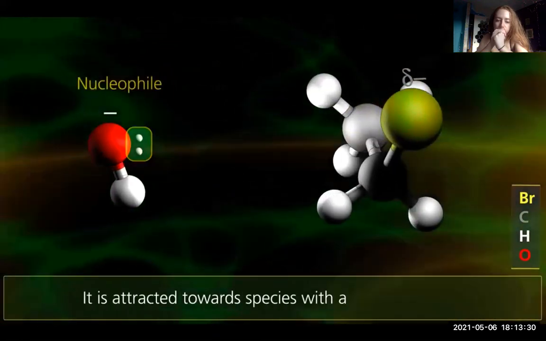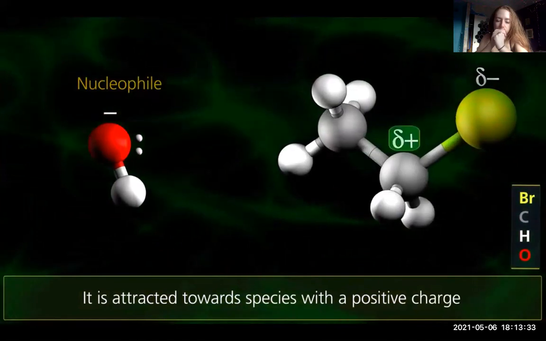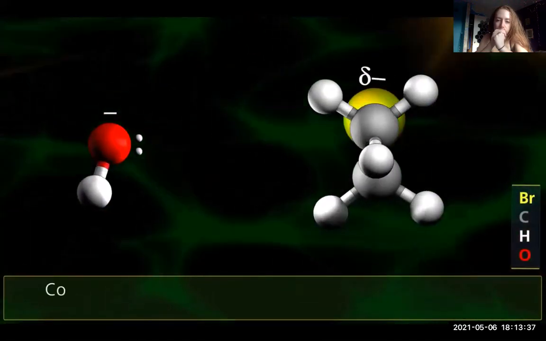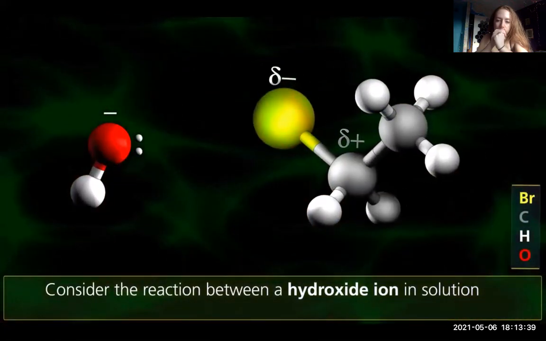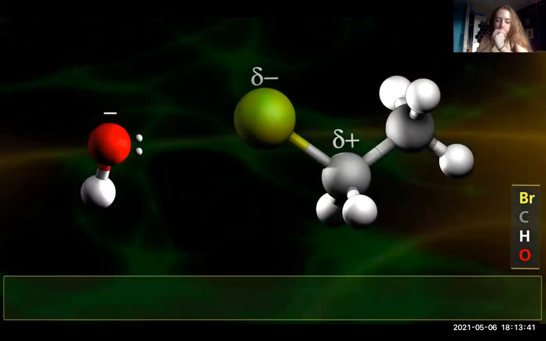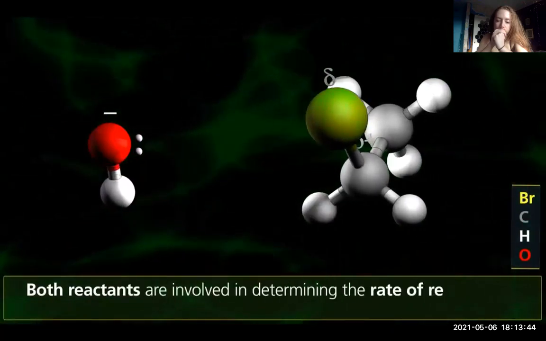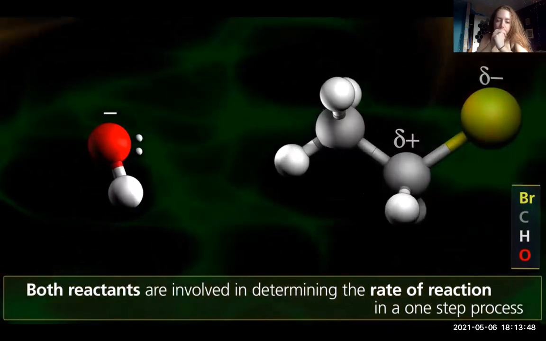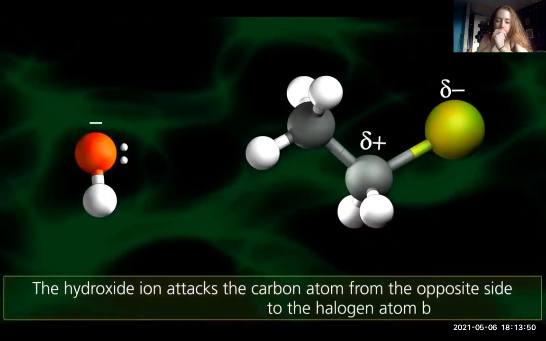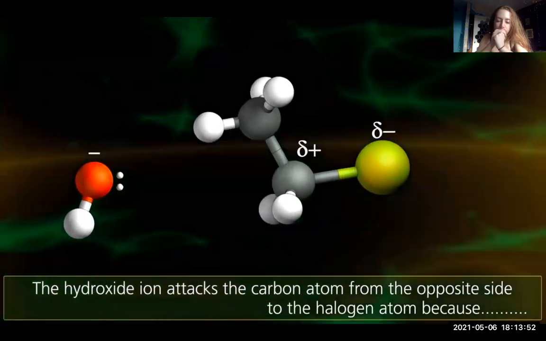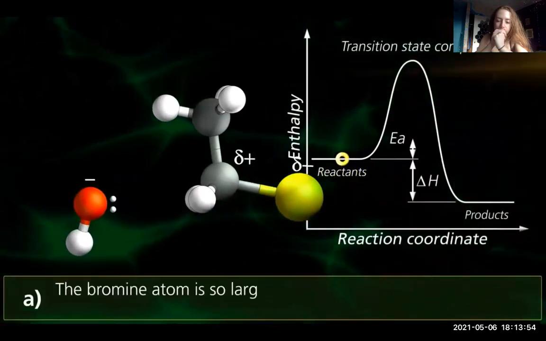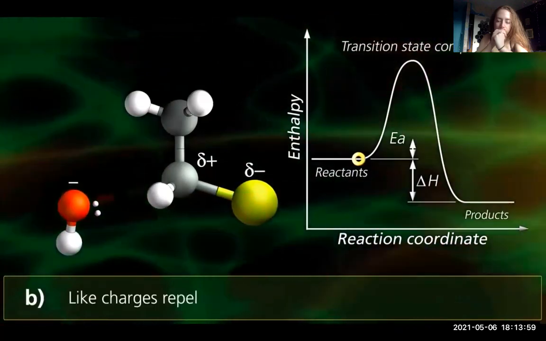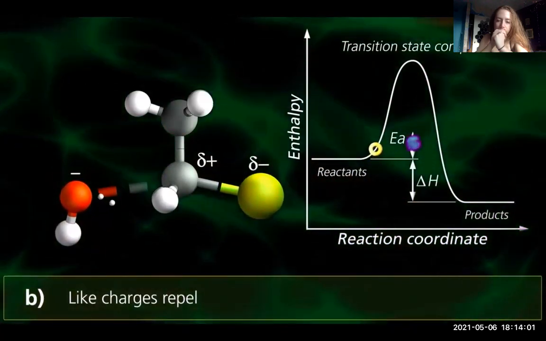It is attracted towards species carrying a full or partial positive charge, with which it can form a dative covalent bond. Consider the reaction between a hydroxide ion in solution and bromoethane. Both reactants are involved in determining the rate of the reaction in a one-step process. The hydroxide ion attacks the carbon atom from the opposite side to the halogen atom, because the bromine atom, A, is so large it impedes the approach of the smaller hydroxide ion, and B, it repels the negative charge nucleophile.